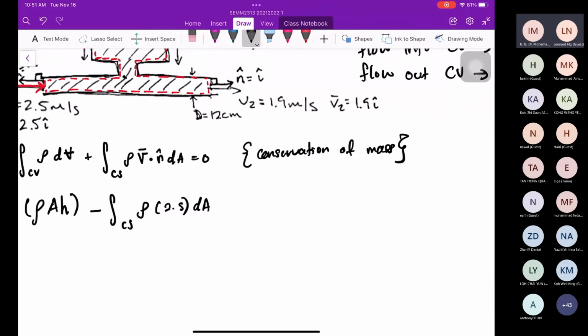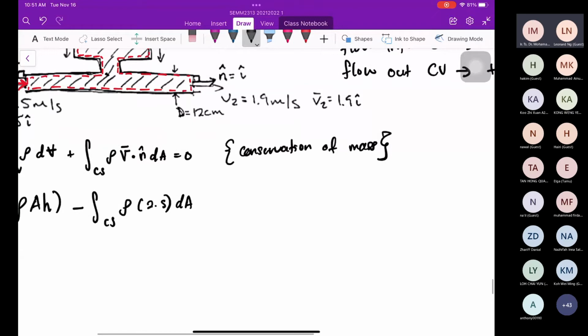Okay, and then the next one is out of control volume, which is plus control surface rho 1.9. You can see this is V2. Okay, V2, and parallel to the end. This is dA equal to 0.